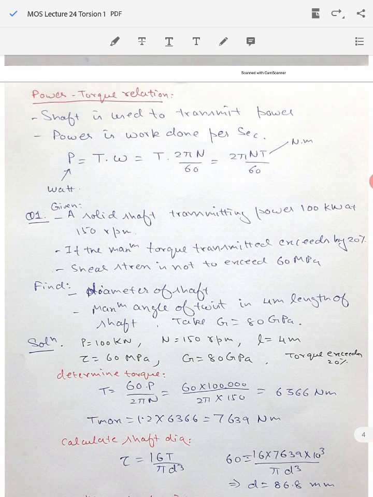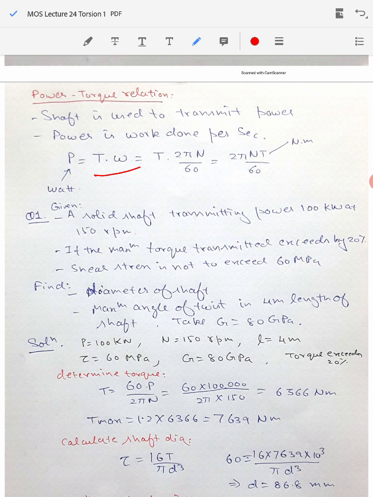Now, as the shaft is used for transmitting power, the power and torque relation is very important for us because we are going to use it very frequently in all the numericals. So the shaft is used to transmit power. Power is given as work done per second. So if you have the power given in watt, you can represent it by T times omega. What is omega? Omega is your angular speed in radians per second.